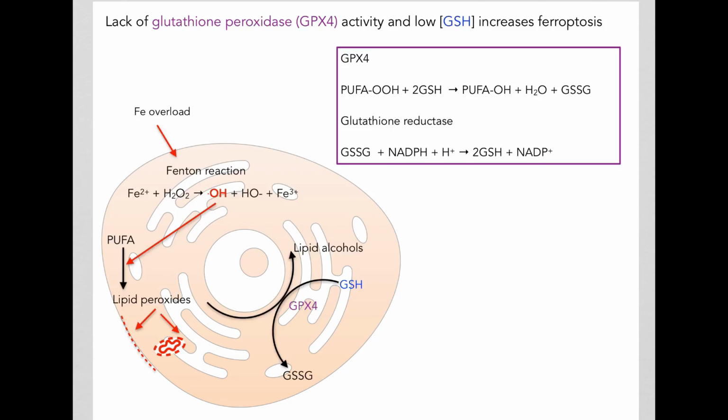So therefore, it's not surprising that the chances of a cell dying by ferroptosis increase tremendously, either if this enzyme is not present to stop the formation of lipid peroxides, or if there is not enough glutathione available for this enzyme to carry out its function.